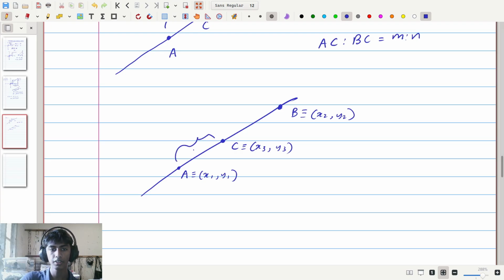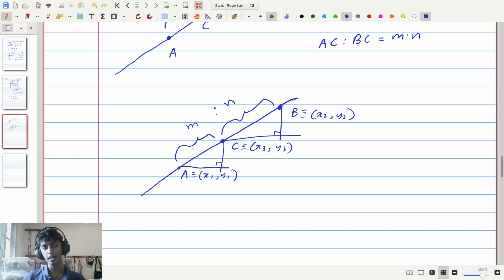If this length and this length have a ratio m to n, then from this construction that we are going to do here, if I construct a horizontal line from A, a horizontal line from C, a vertical line from C, and a vertical line from B, this will make a 90-degree angle, this will make a 90-degree angle, and since these two lines here and here are parallel, and this is anyway the same line, we can say that this angle here, which I'll label alpha, is equal to this angle, which I'll label alpha also.